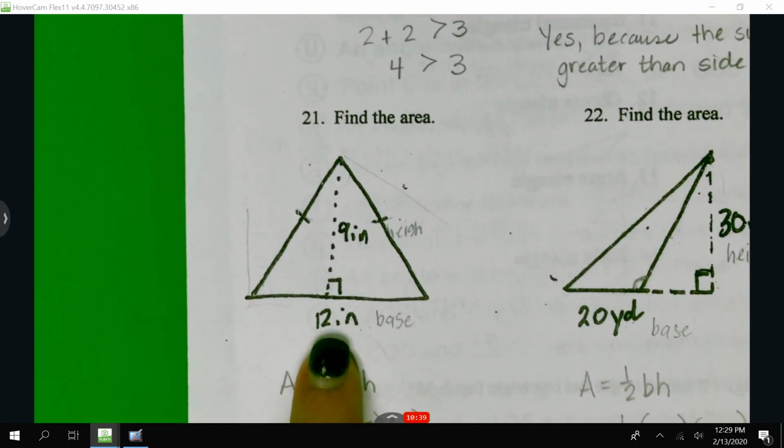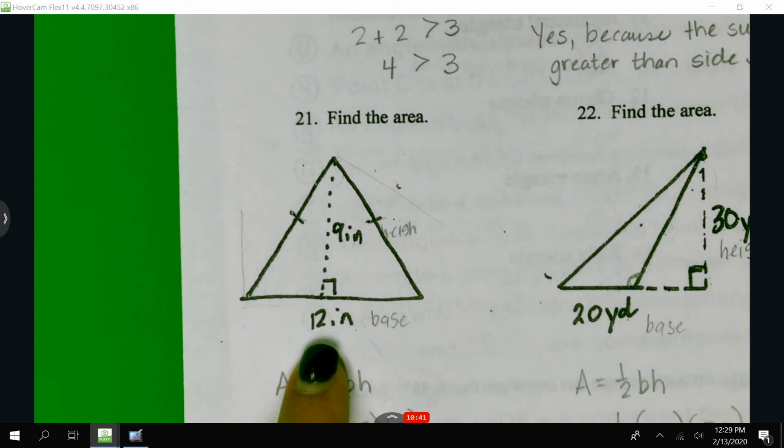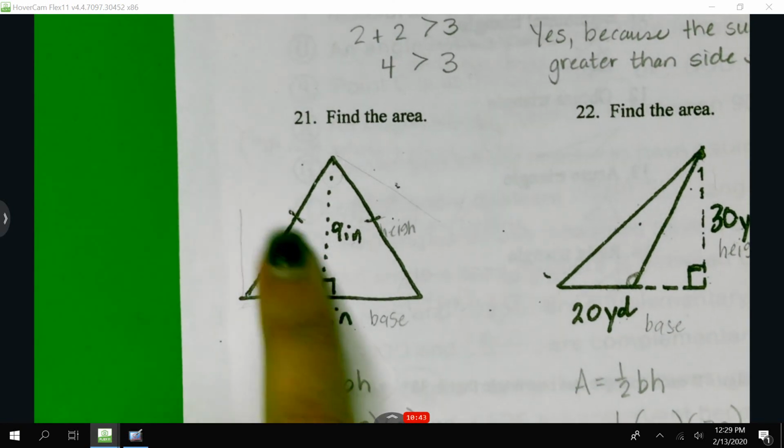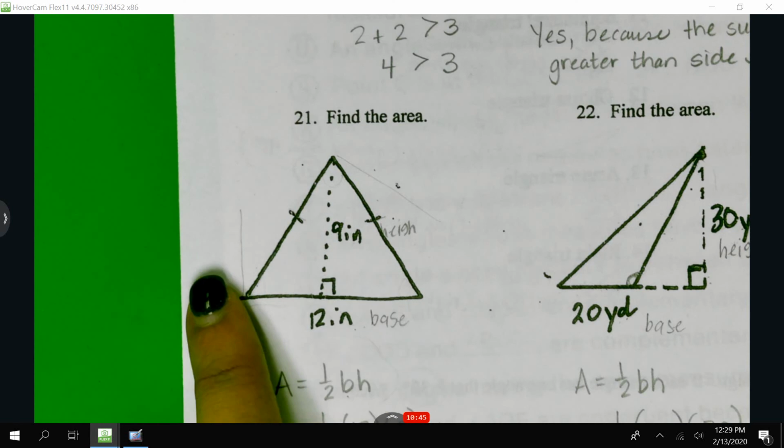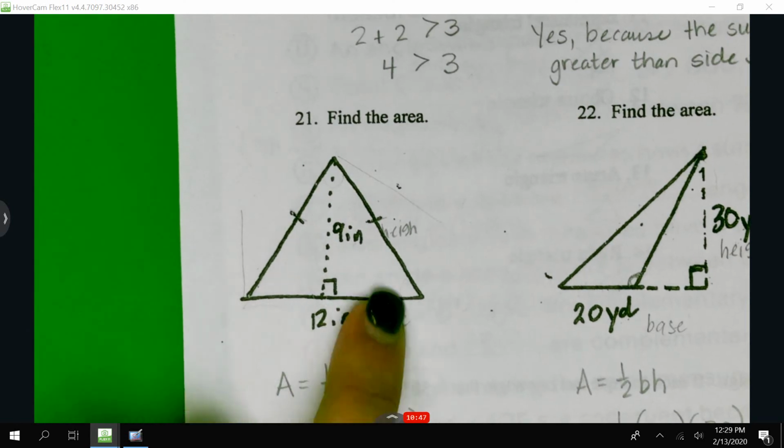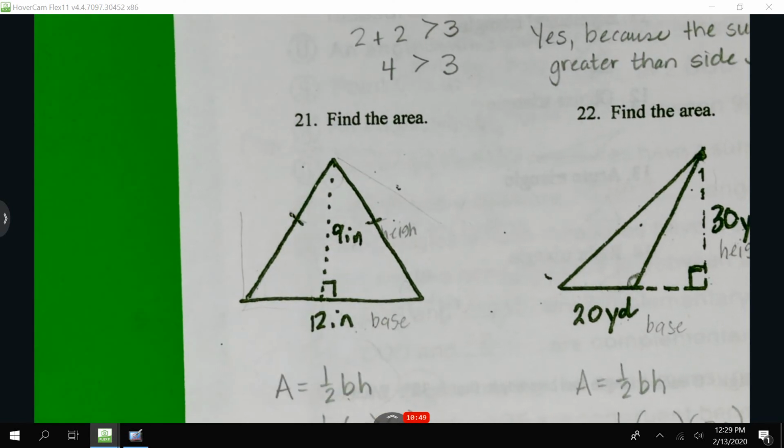Okay, actually, you're telling me what type of triangle this is. So what is this? An acute isosceles. It's an isosceles because two of the sides are the same, and then it's acute because all the angles are acute. Okay.